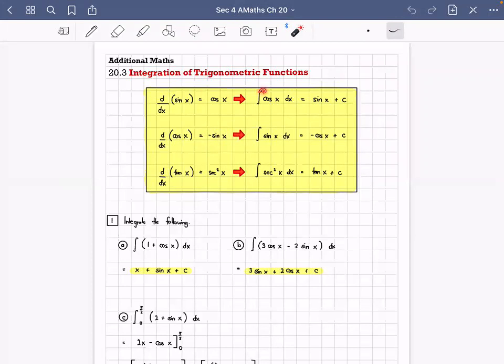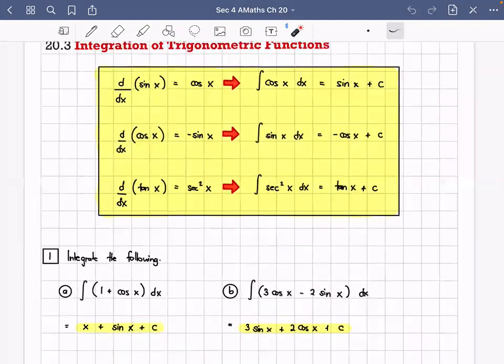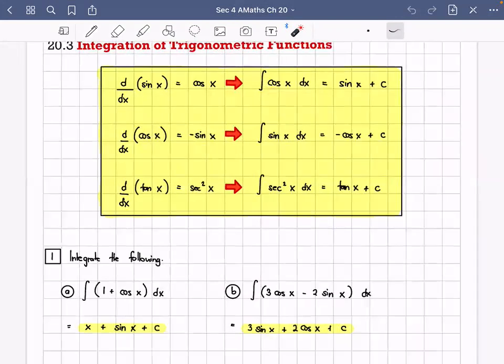So when we get the antiderivative of cosine of x, that's equal to sine of x plus c. So we just do the reverse, right? And then the antiderivative of sine x is basically negative cosine of x, okay? And then the antiderivative of secant squared x is equal to tangent x plus c. Okay, so it's just the reverse of everything that we have learned from last chapter.